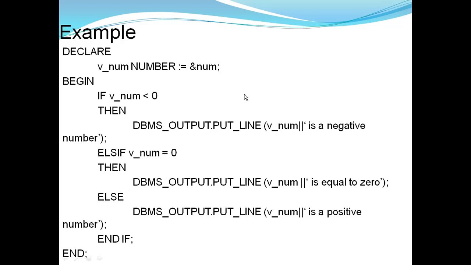Now here is the example. Just look at this and tell me what will be the result if I provide a value of 5. vnum number, assign the value. Here it's an ampersand. Ampersand means we take a value. So if I provide the value 5, what will be the result here? Just have a look. Take 1 minute, and after the 1 minute, I'll give the answer.